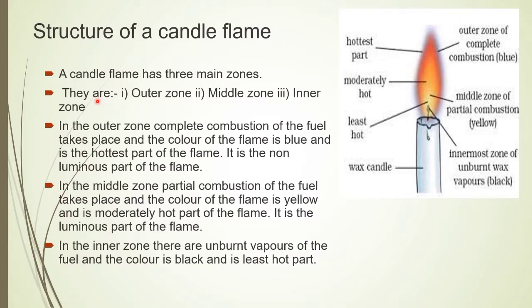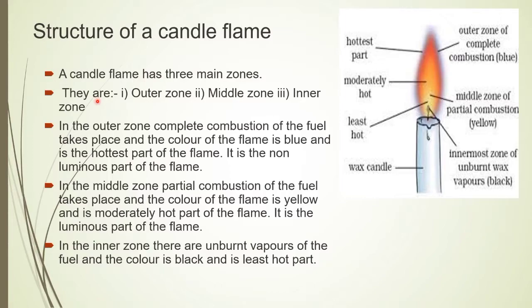But in the middle zone, partial combustion takes place. The color of the flame will be yellow, and it will be a moderate hot part. This is the luminous part of the flame. The inner zone is the one where there is unburned vapor of the fuel, and the color is black, and it is the least hot.